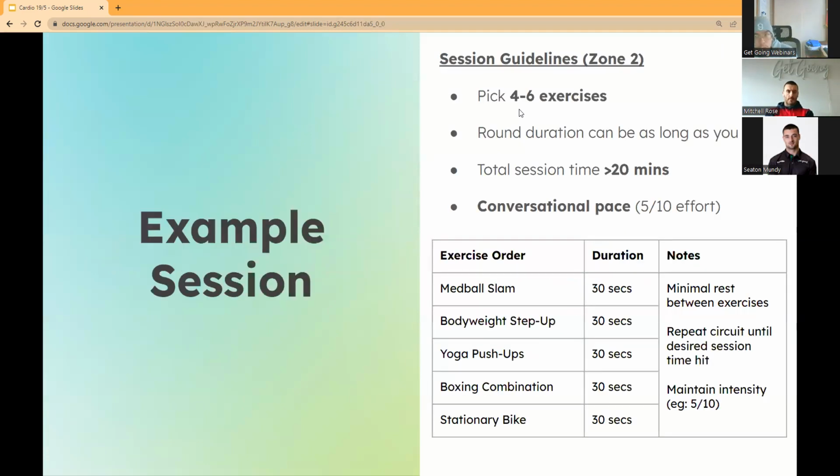So an example session that you can have for a zone 2 intensity is, this is how I like to do it, you want to pick about 4 to 6 exercises, all right? And with these exercises, you want to do them at a conversational intensity, conversational pace, where you can hold a conversation with another person, all right? So in your head, it probably seems very cruisy, which it is. That's the whole point, all right?